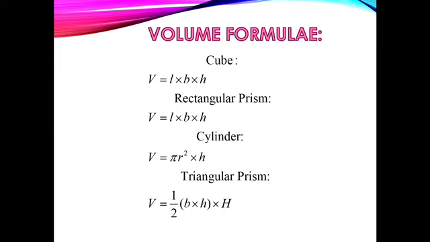So, the volume of a cube is length times breadth times height. Rectangular prism has the same formula, no doubt. Length times breadth times height. The cylinder formula is pi times radius squared times height, and triangular prism is a half base times height times big height.